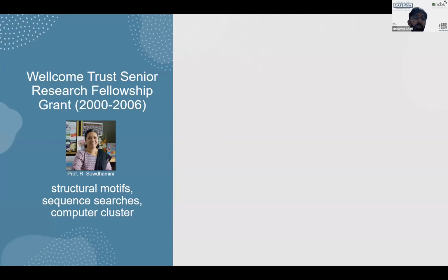This interest came to our lab through the first grant we received, for Professor Saudamini, the Wellcome Trust Genius Research Fellowship Grant in 2000. That was the first grant received for our lab. We studied structural motifs, sequence searches, and we also purchased our first computer cluster.